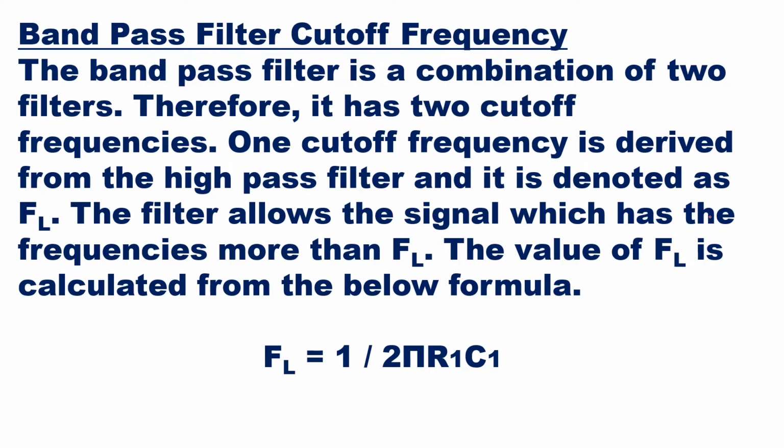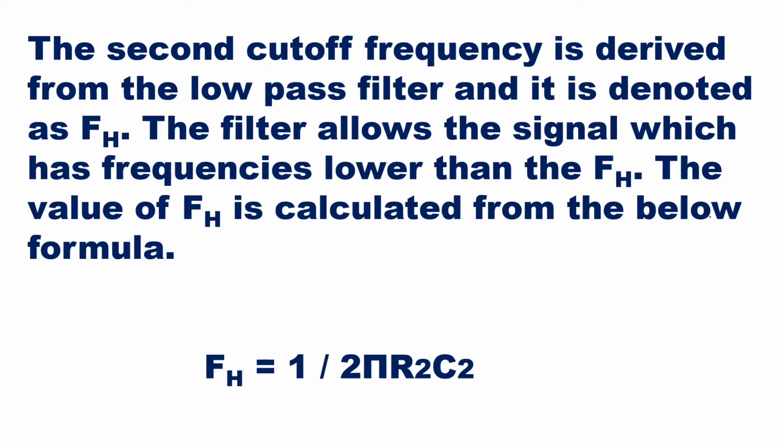This we have seen. FL is equal to 1 by 2 pi R1 C1. So R and C are the components which are helping you to do the high pass filtering. Then the second cutoff frequency is derived from the low pass filter and it is denoted as FH. The filter allows the signal which has frequencies lower than FH. The value of FH is calculated from the below formula. FH is equal to 1 upon 2 pi R2 C2. Again here R2 and C2 are the passive components which are helping you to do low pass filtering.